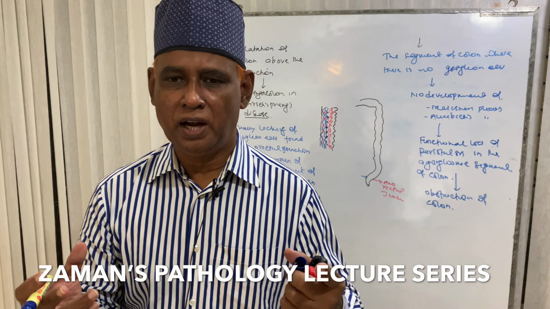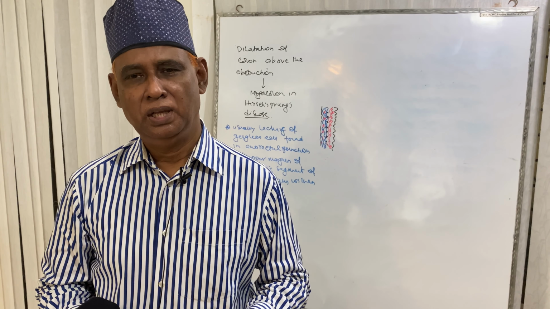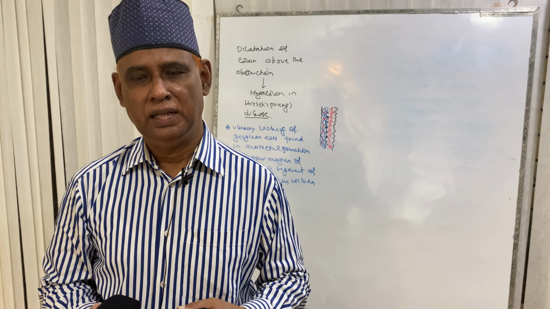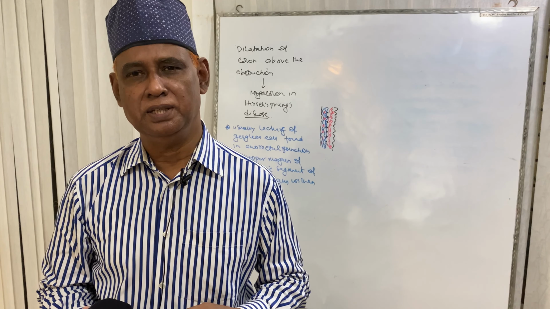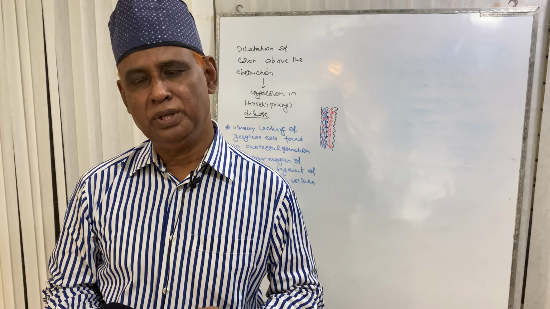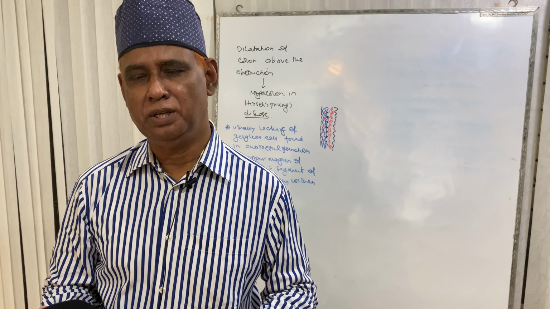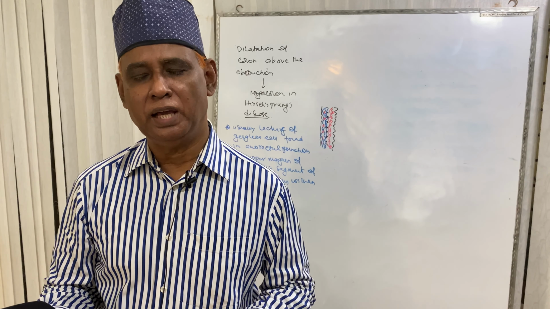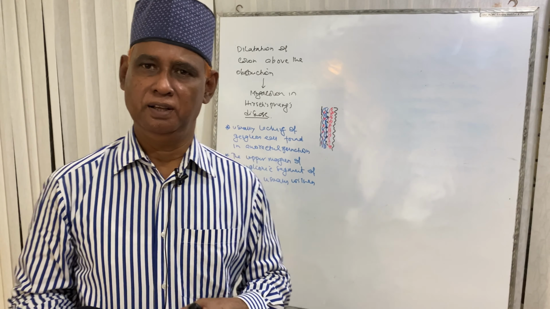Dear audience, again we recapitulate. Due to failure of migration of neuroblast, there will be lacking of ganglion cell in the segment of the colon, and it is usually the anorectal junction. The upper border of the aganglionic segment is usually within the rectum. Within the aganglionic segment there will be colonic obstruction, and proximal to it there will be dilatation of the colon due to accumulation of fecal material.